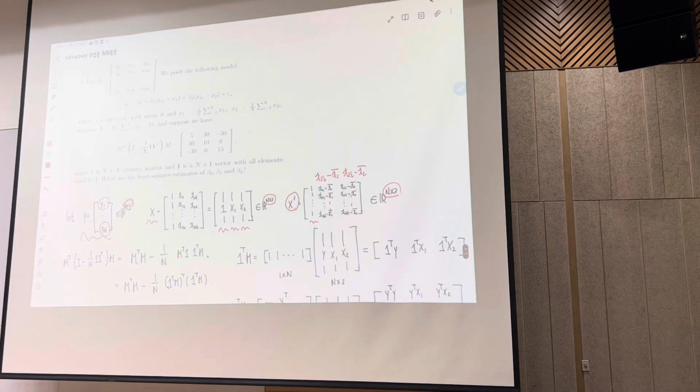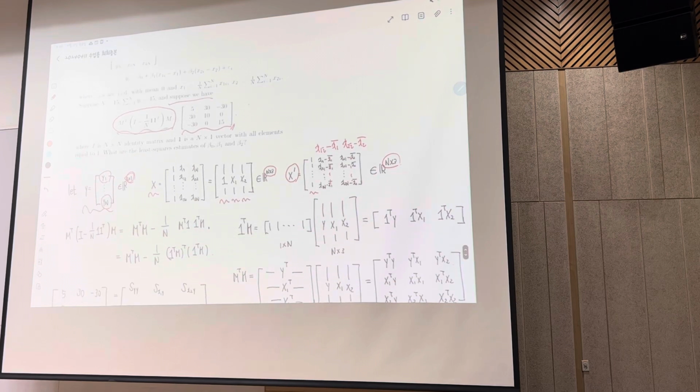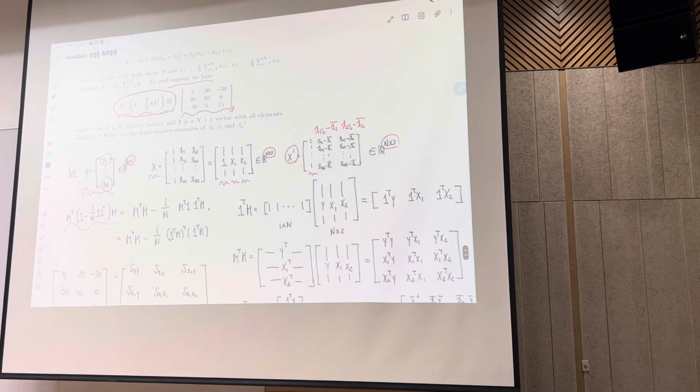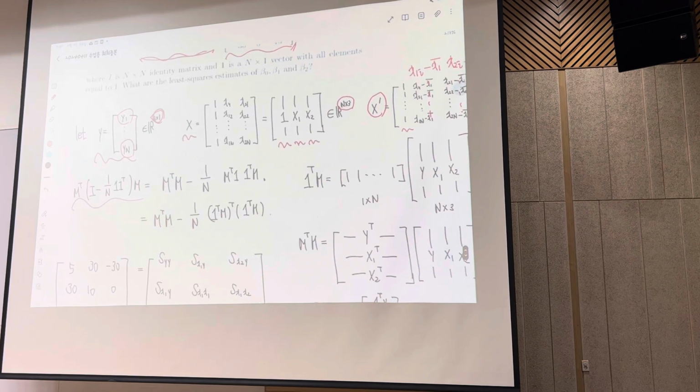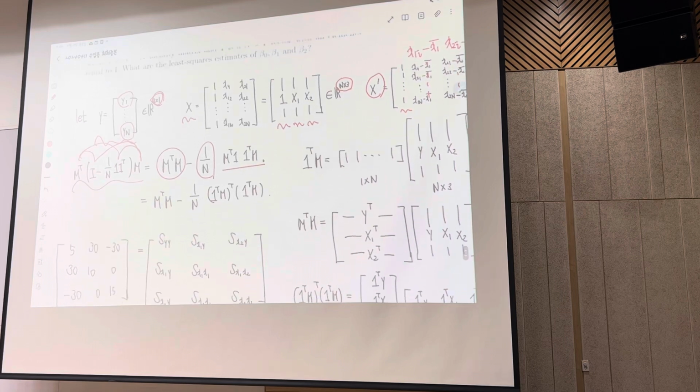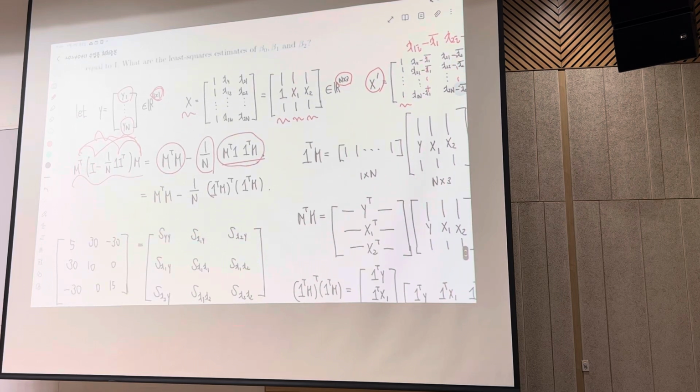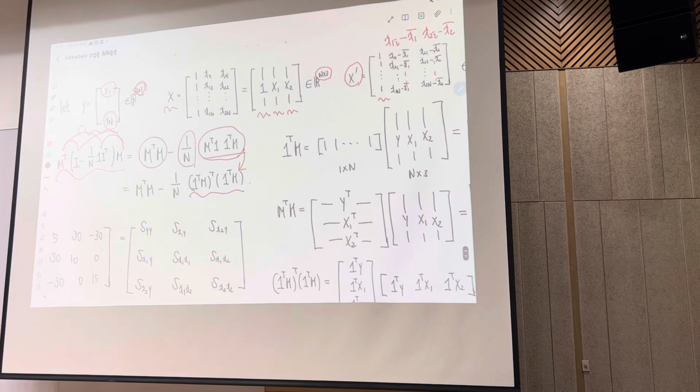And then suppose we have this matrix, and this matrix can be calculated like just m transpose m minus 1 over n m transpose 1 transpose m. So this one can be changed to this. Then let's check them one by one.